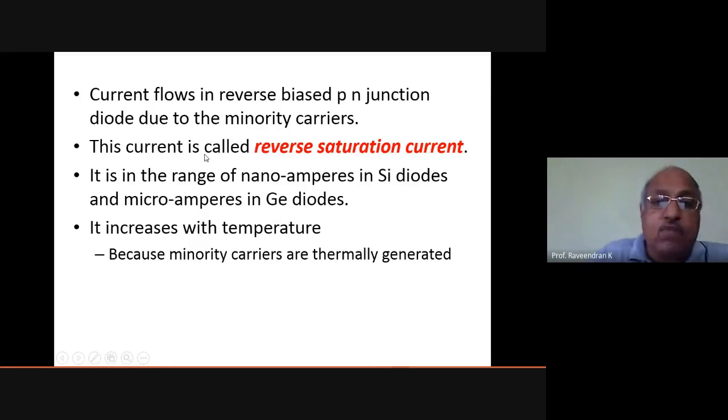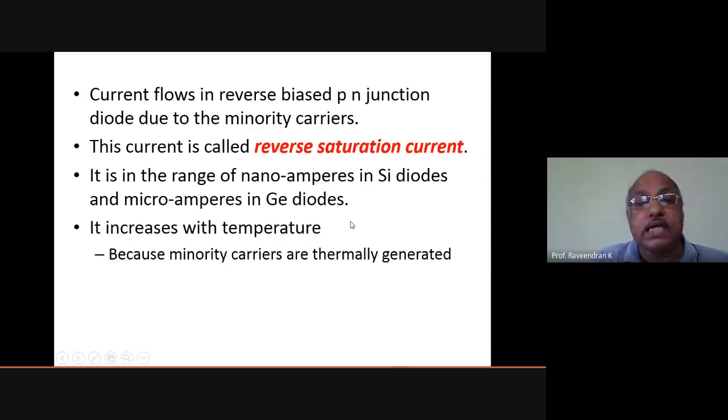So the current which flows in the reverse direction during the reverse bias condition is called reverse saturation current or leakage current. It is in the range of nanoamperes or microamperes. In the case of silicon diodes, this reverse saturation current is very small, in the order of nanoamperes. In the case of germanium diodes, it will be of the order of microamperes. And this reverse saturation current or leakage current increases with increasing temperature. It increases with temperature because minority carriers are thermally generated.